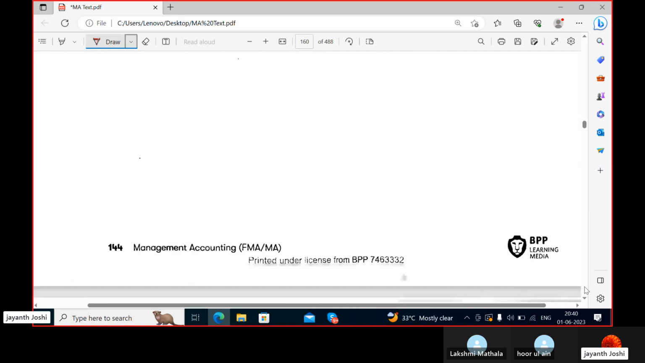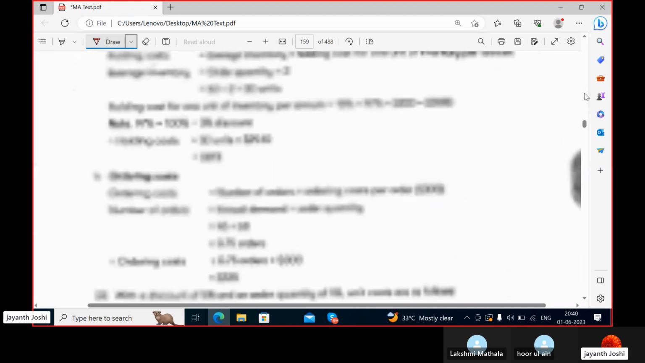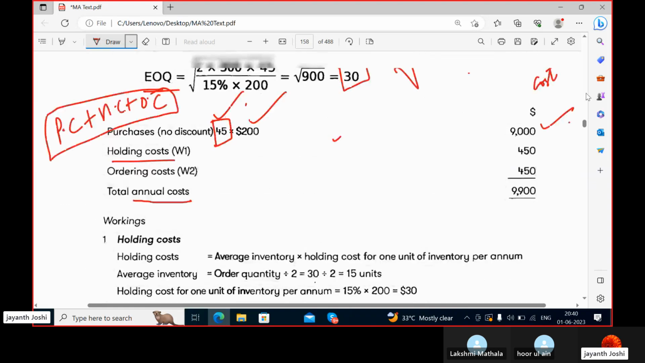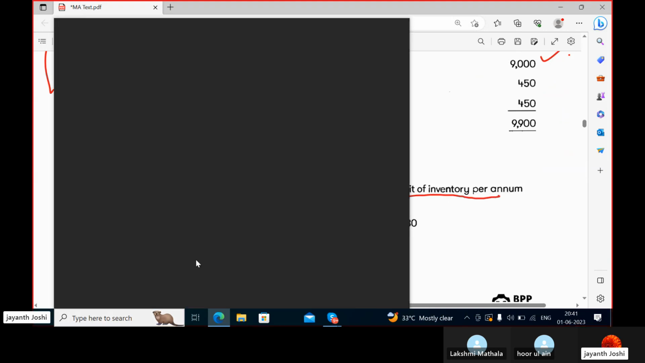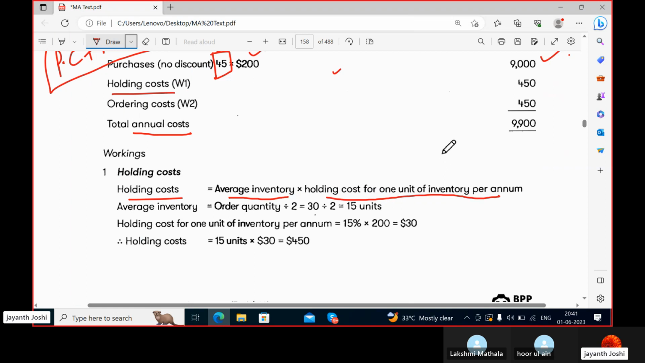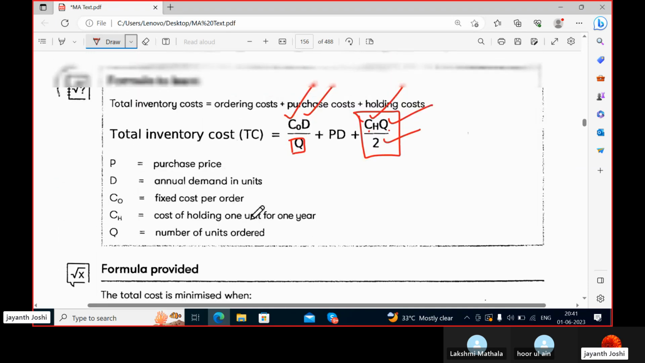Here are the working notes given. Do not worry about it. Every calculation has been done. So here we are, the holding cost. The formula for holding cost is average inventory into holding cost for one unit of inventory per annum. So first of all, how will you find out the average inventory? I already told you, whatever the order quantity is, divided by 2. So how much is the economic order quantity? You can see the formula also.